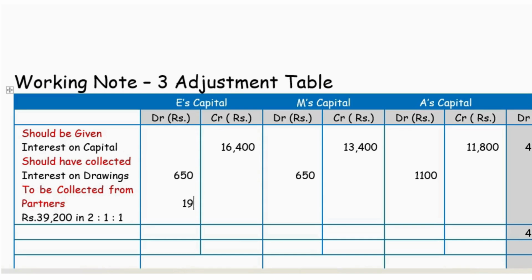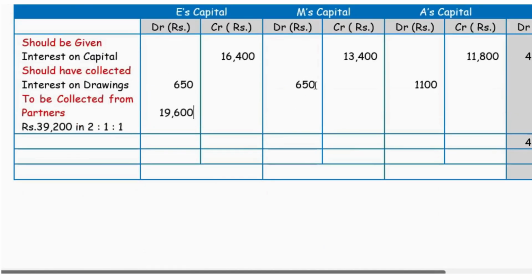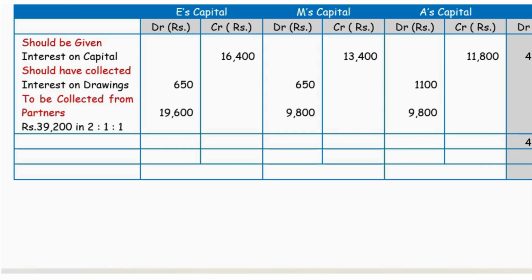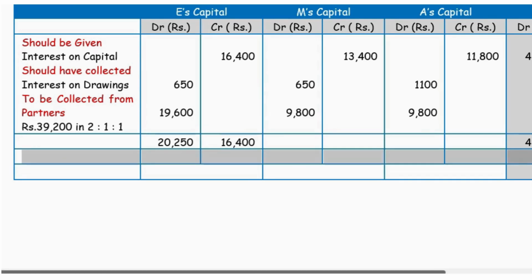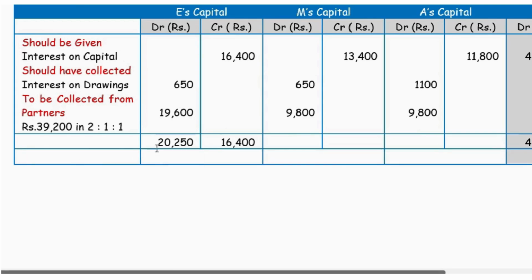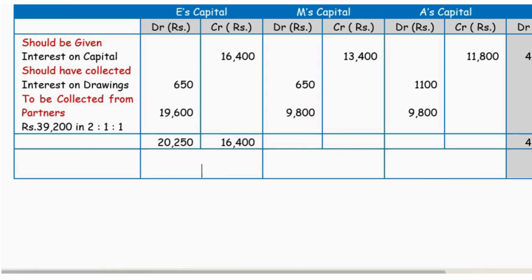That is, for partner E it is 19,600, partner M it is 9,800, and partner A is also 9,800. So overall partner E's account is to be totally debited with 20,250, and partner E's credit is 16,500. What this means is, partner E is to give to the firm 20,250. He is entitled to receive 13,400. That means he has received extra than what he is supposed to receive.